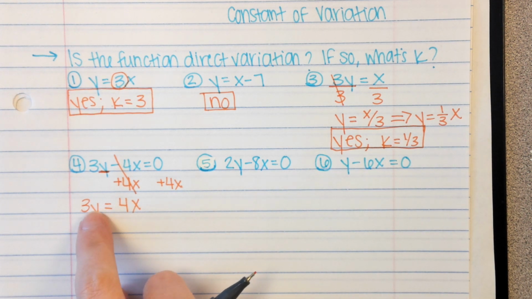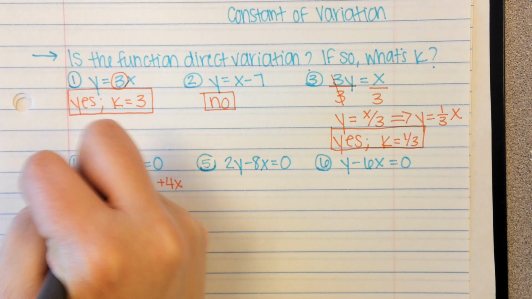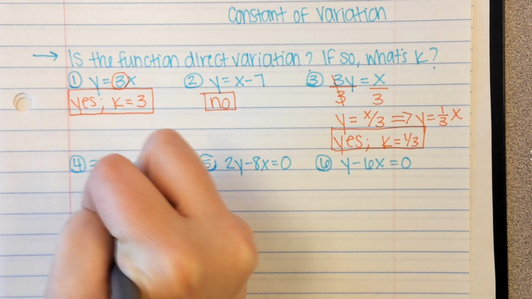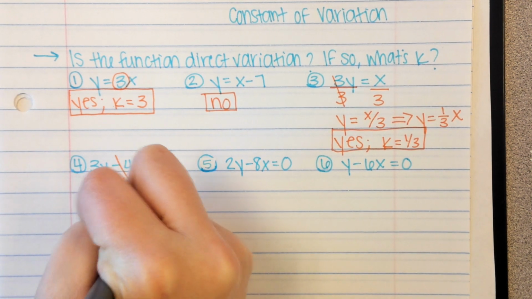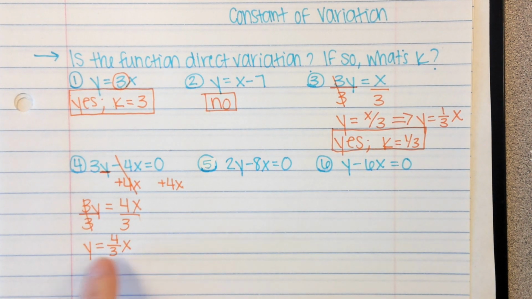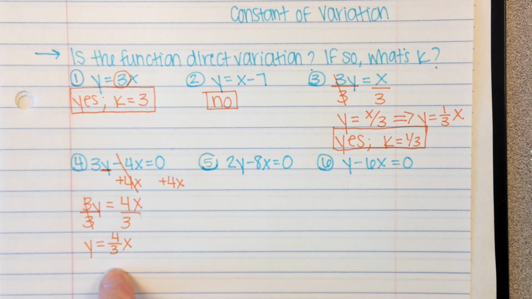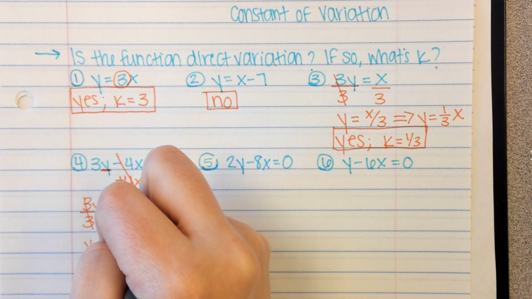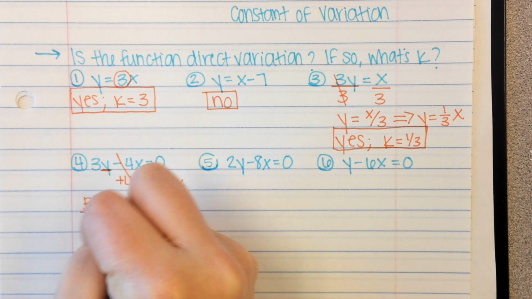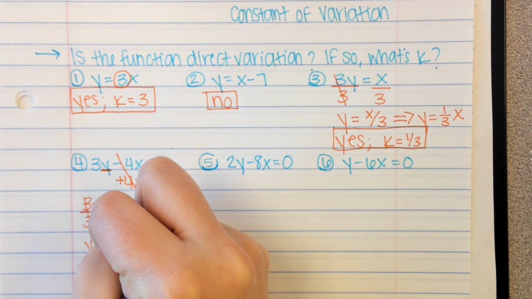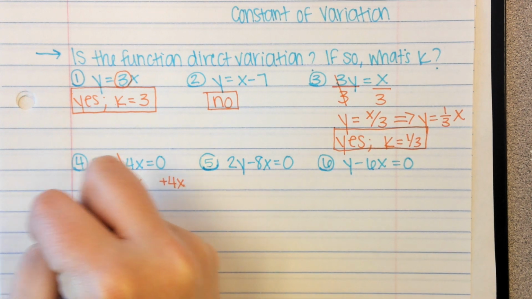Now we have 3y. How do we get rid of that 3? We divide, and we have y equals 4/3 x. So is that direct variation? Yes. And k equals what? 4/3.